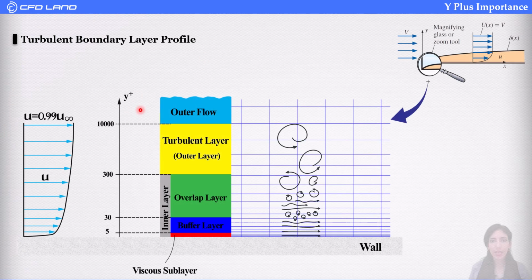Y plus helps to find the height of the first cell adjacent to the wall so that we can capture what we are looking for. As you can see, each layer has a different range of y+. For example, if you are going to simulate viscous sublayer, y+ needs to be less than 5. The optimal value is 1, so that you can capture the point where viscous sublayer begins.